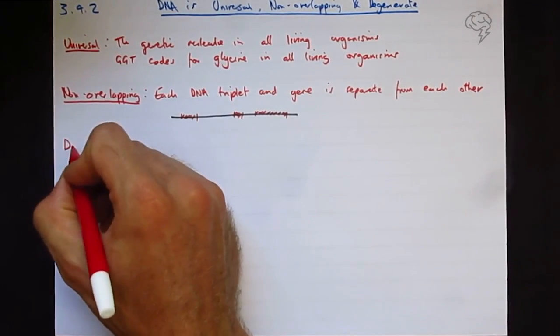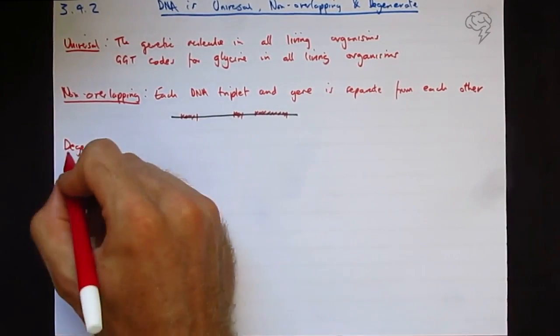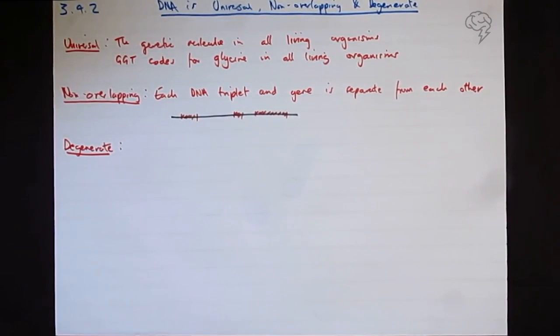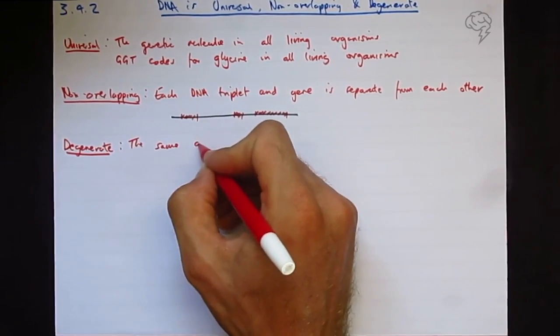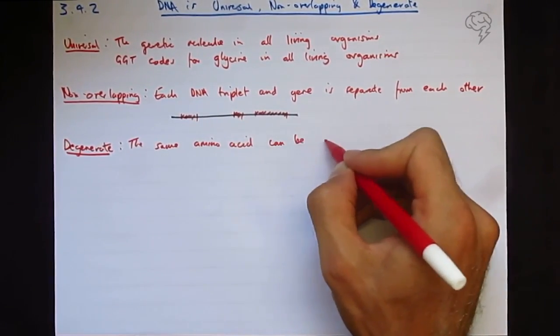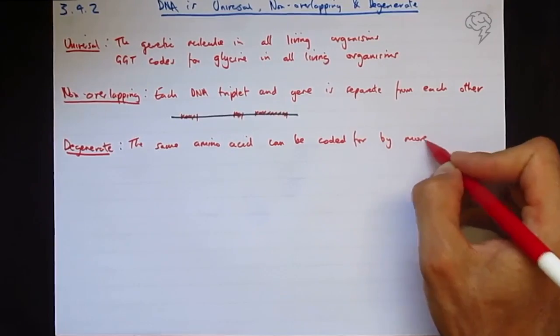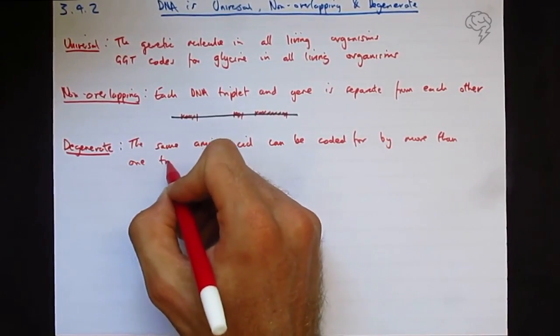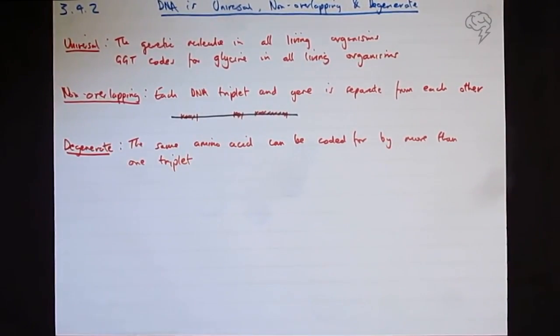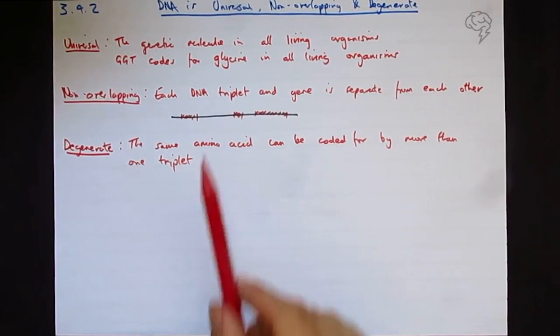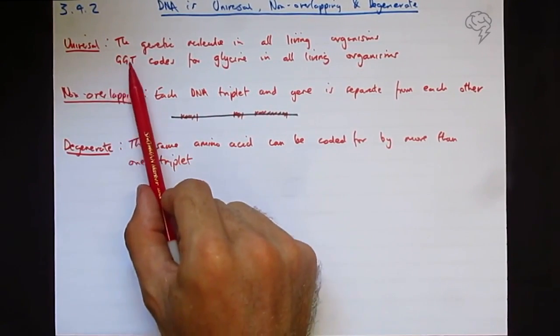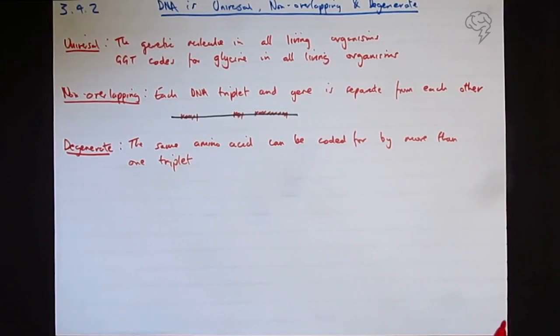And degenerate, this one is probably the least obvious. Degenerate means that there are more DNA triplet codes than there are amino acids. And so the same amino acid can be coded for by more than one triplet. So it's possible that if GTT codes for glycine, maybe GCT also codes for glycine. It's not one-to-one, triplet to amino acid.